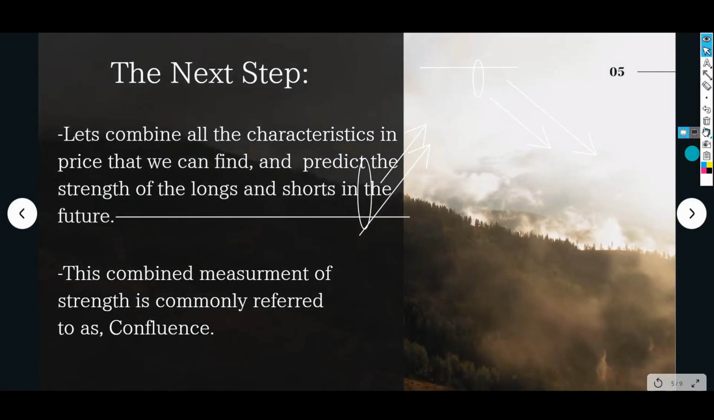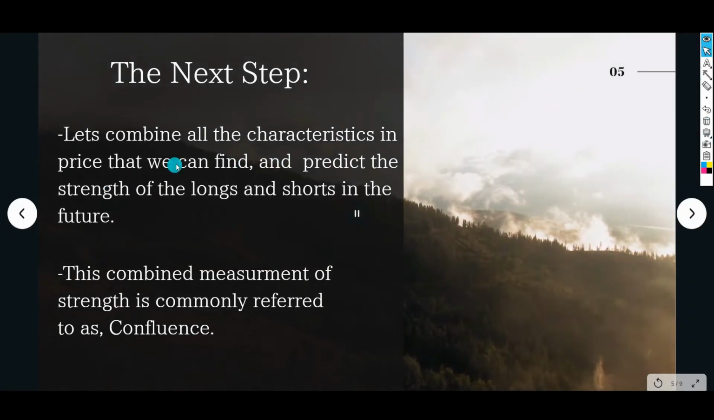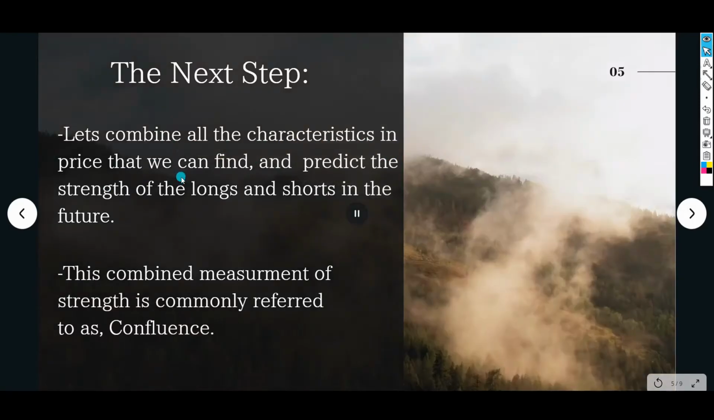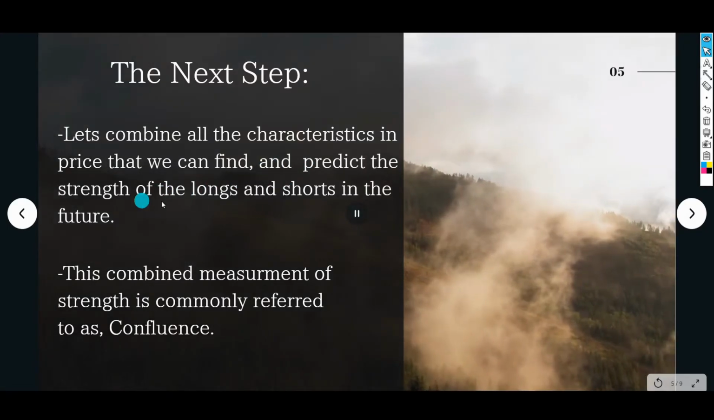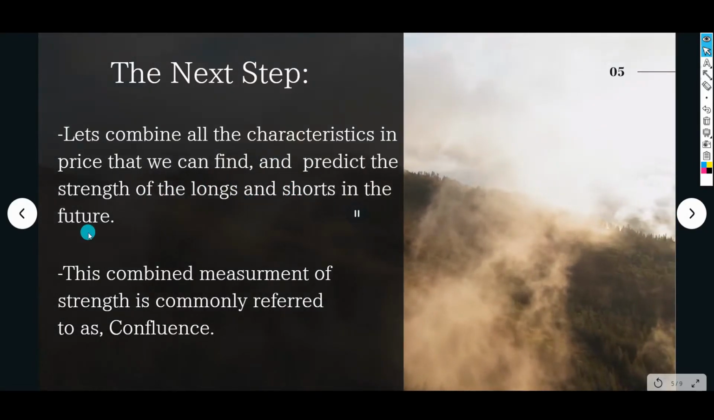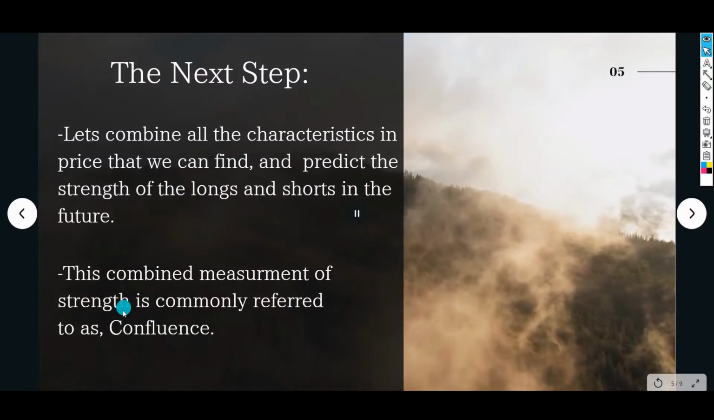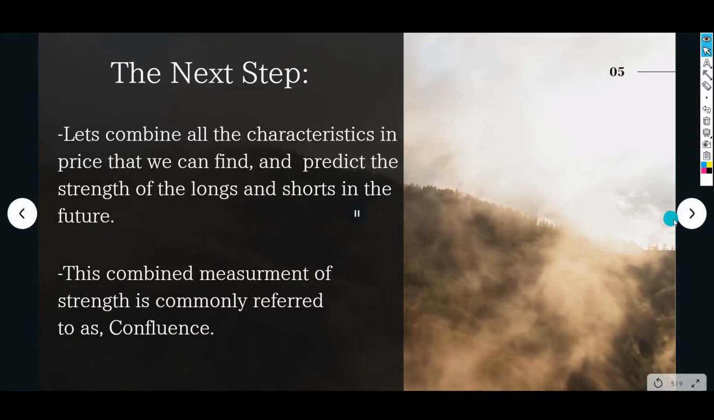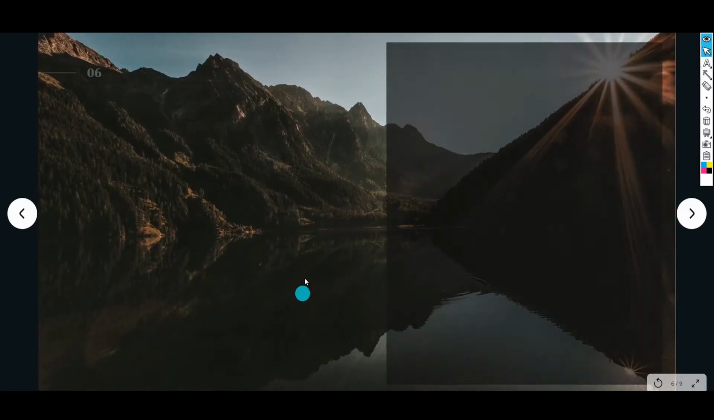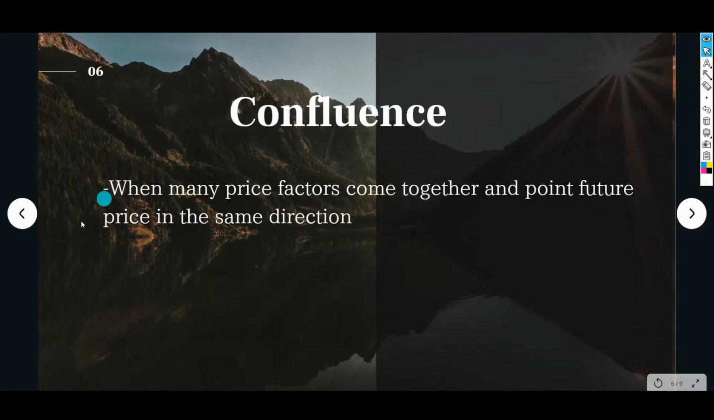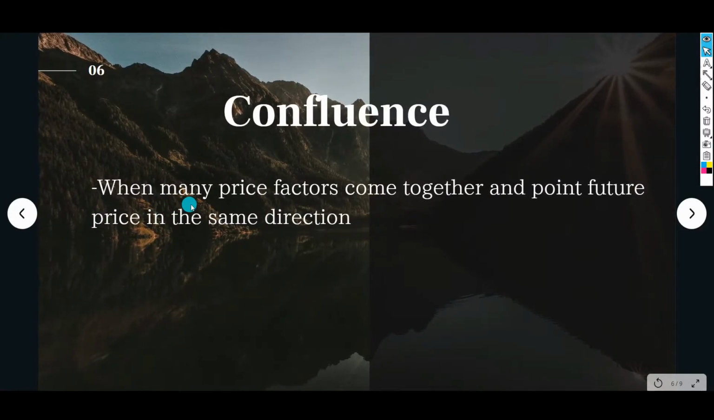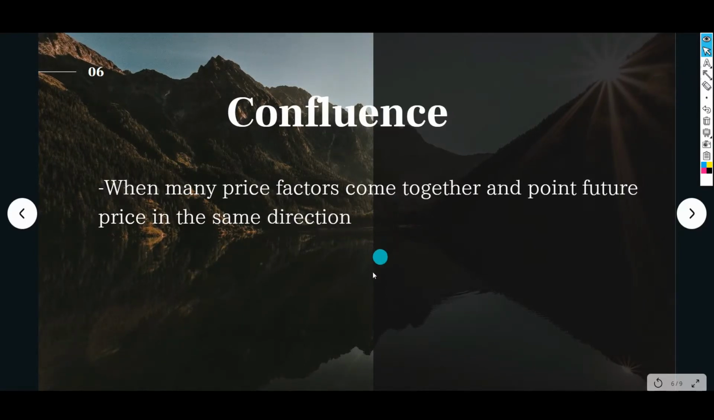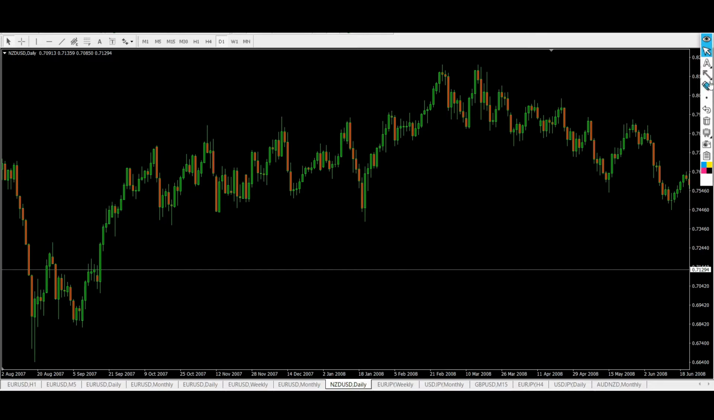So we're basically combining all the characteristics in price that we find, and predict the strength of the longs or the shorts in the future. Now, this combined measurement of strength is commonly referred to as confluence. Confluence means when many price factors come together and point future price in the same direction. Right, so let's go back to the chart.